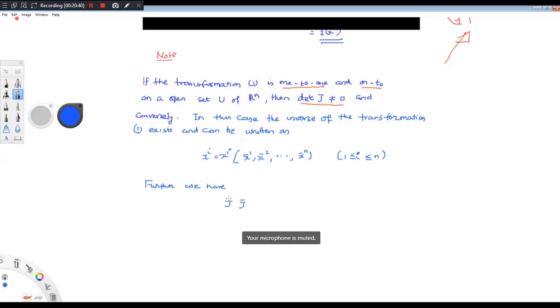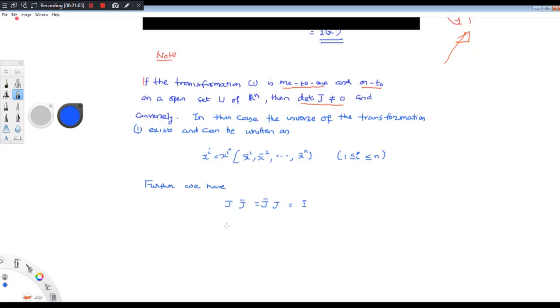What is J? J is the Jacobian for the original transformation. What is J bar? This is for the inverse transformation. So J bar J will be equal to I. If you take the Jacobian of the original transformation and the Jacobian of the inverse transformation and multiply those matrices, you will get an identity matrix.